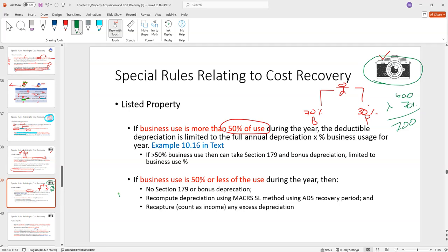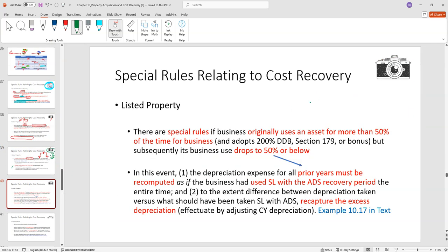Things get a little bit wonkier here. If the business use is 50% or less, then there's no Section 179 or bonus. One of the things you'll have to do is recalculate depreciation. Specifically, there are special rules if it dips below. You can look at 1017, but I'm not really worried about that more nuanced example for the exam. Basically, they're not going to let you game the system by going above 50% in the beginning years and then later on dropping below. They'll make you run the analysis.